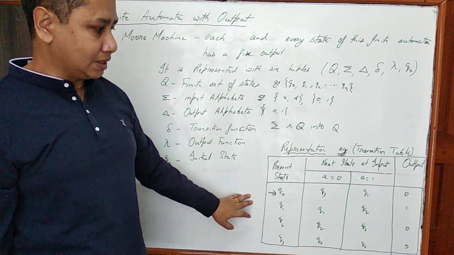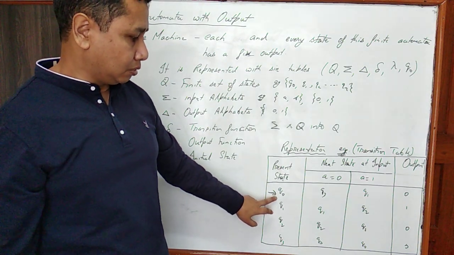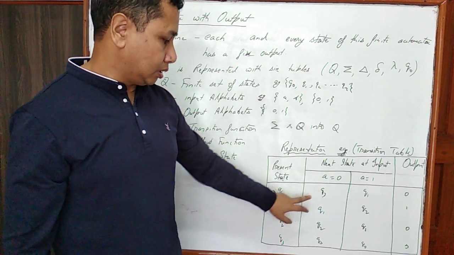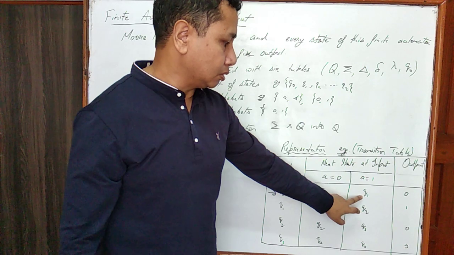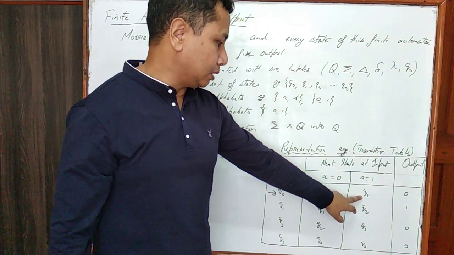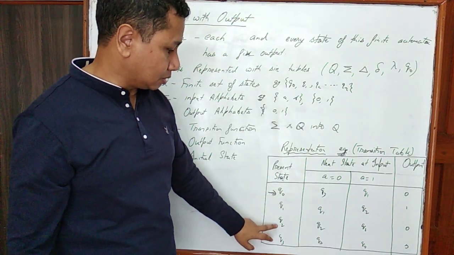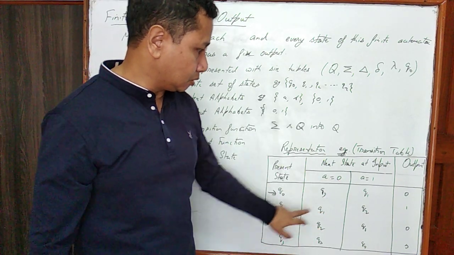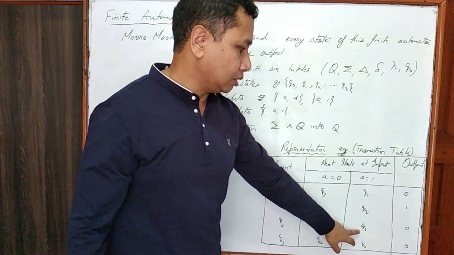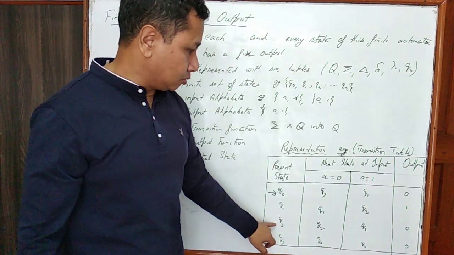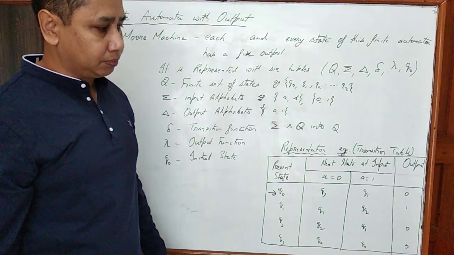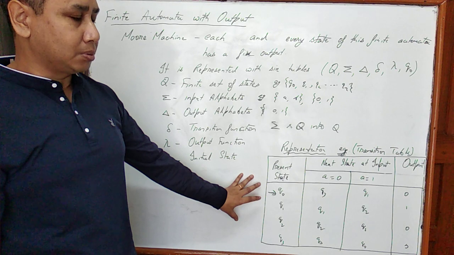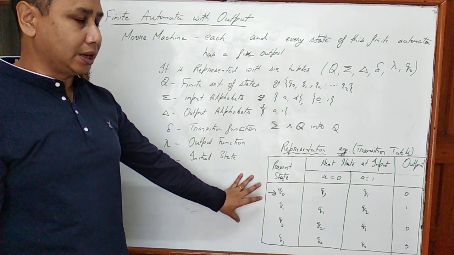Now, how do we read the transition table? If you see, q0 with an input of 0 goes to q3. q0 with an input of 1 goes to q1. If you repeat this process, you can notice the others are the same. Similarly, q2 with 0 goes to q2, q2 with 1 goes to q3, and for q2 the output is 0. Now, the transition table can also be represented by a transition diagram.